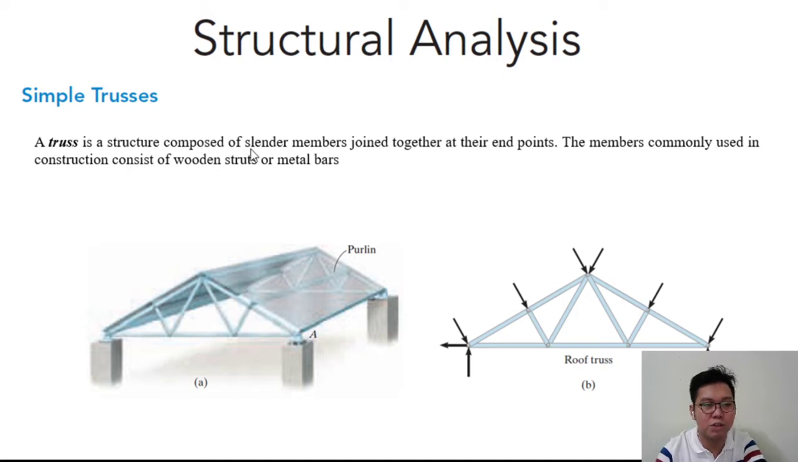So, a truss is a structure composed of slender members joined together at their endpoints. Now, the members are commonly used in construction. Construction consists of wooden truss or metal bars. Now, anyway, sa statics niyo, siguro 2D lang tayo sa statics na. Ngayon sa theory, I'll try to discuss mga 3D na naman. Okay, 3D trusses at saka 3D frames din.